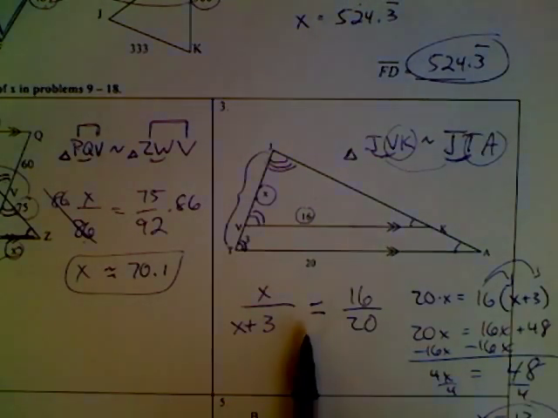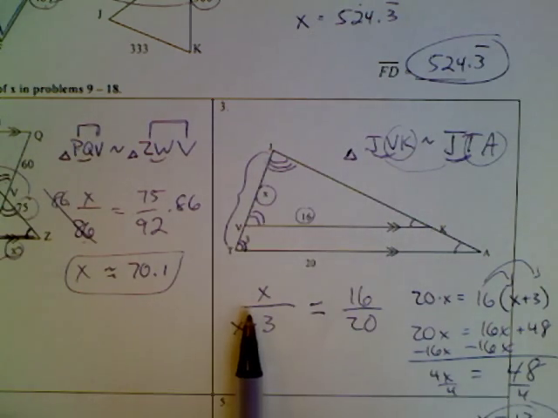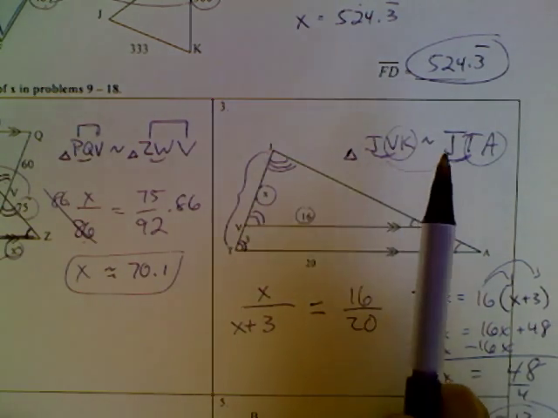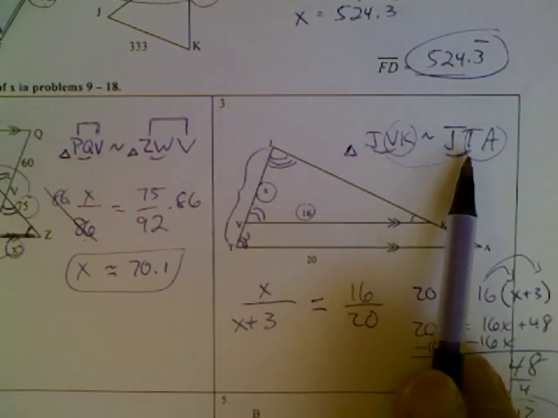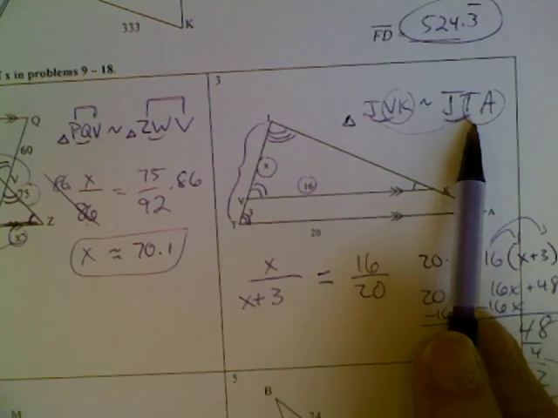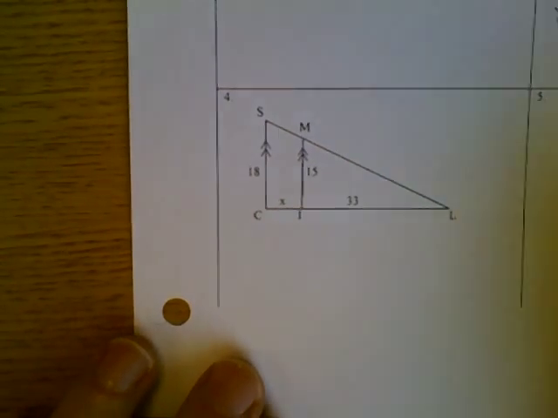If you don't set up the equation right, you've got no chance of finding the correct value of x. And I don't know how you get the equation set up right if you don't name the triangles properly. Okay, we're writing down triangle names for a purpose, and that's so that we set up the equation correctly. Let's move on to number 4.